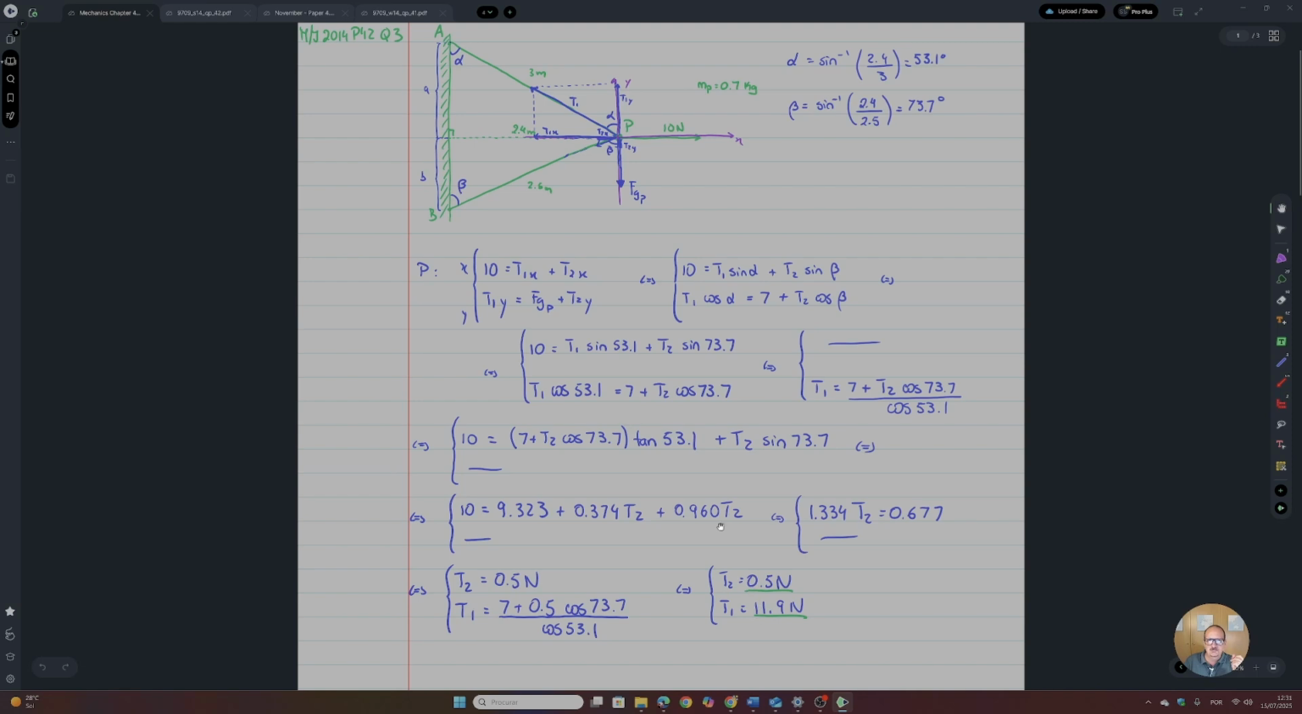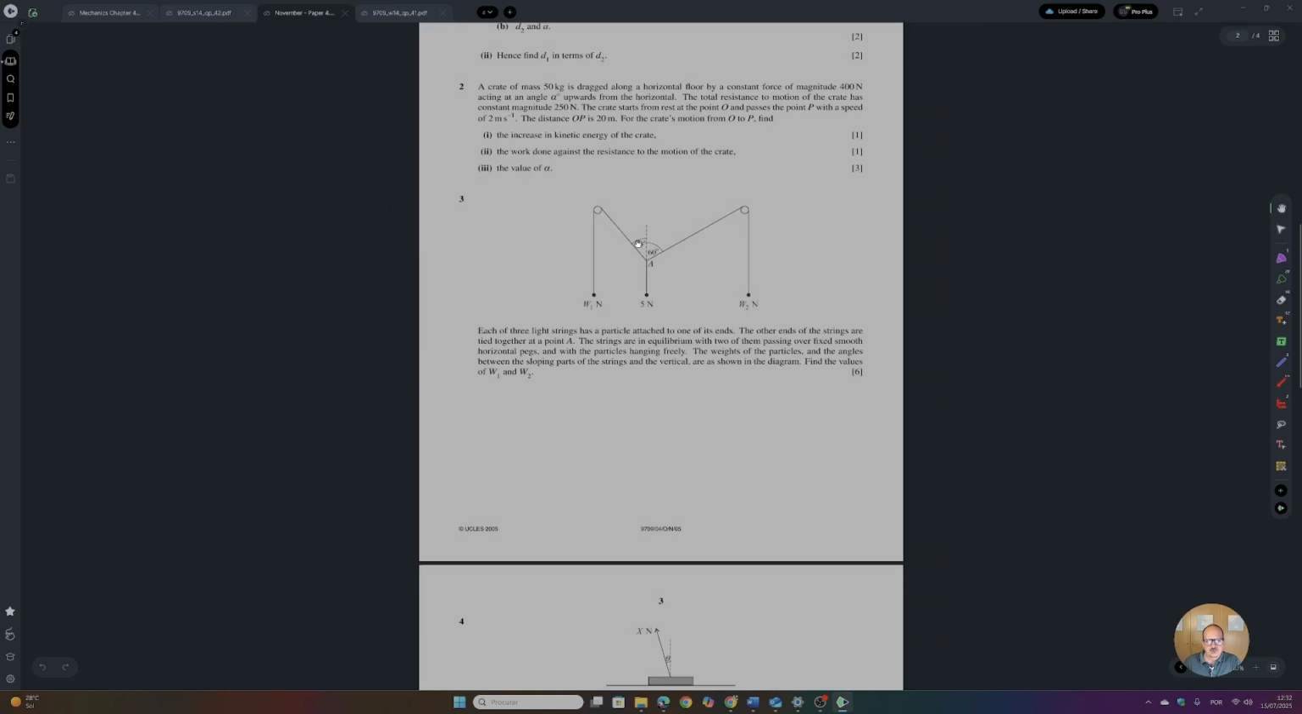All right? Okay, let's see how this method is used in every single question. So we are now moving on to a November 2004 paper, question 3. You have this diagram over here, and it says, each of 3 light strings has a particle attached to one of its ends. The other ends of the strings are tied together at a point A.